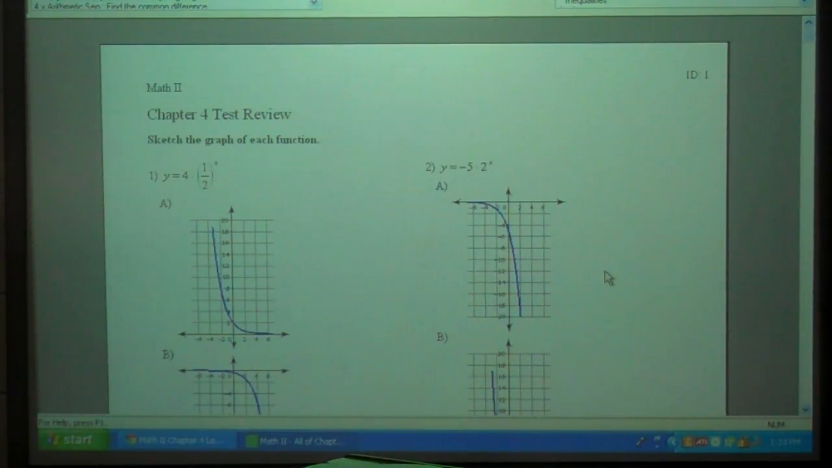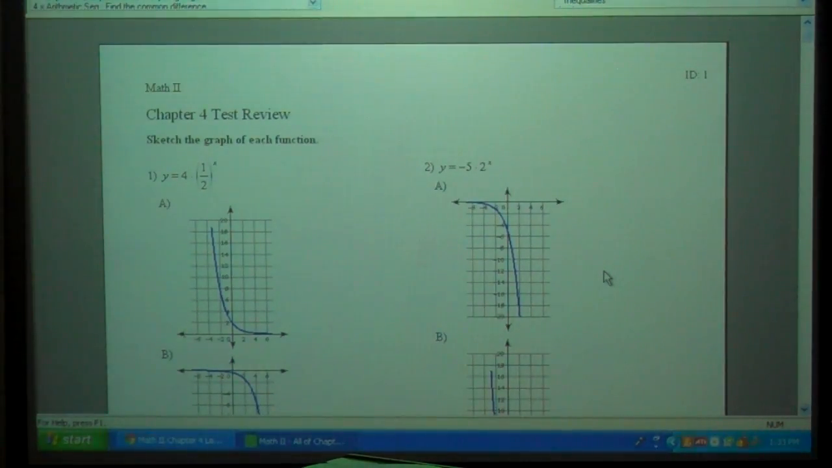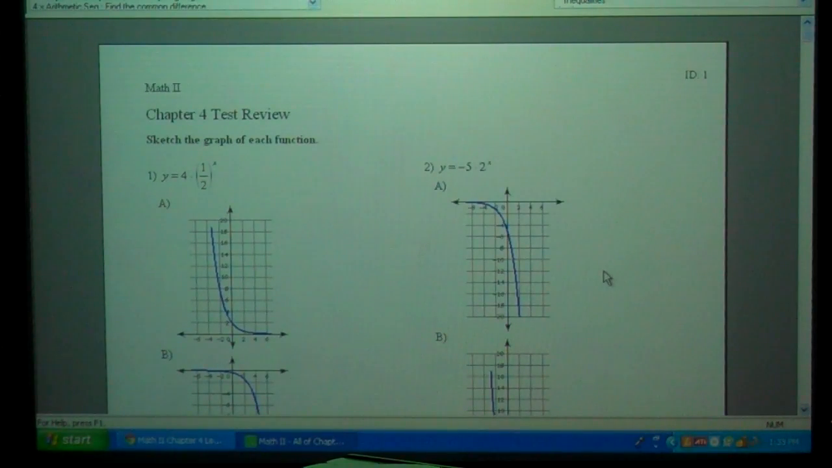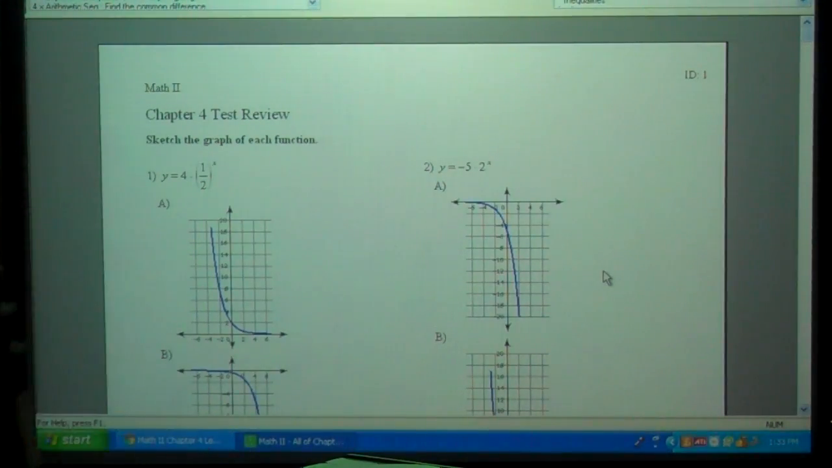Alright, this is the review for the Math 2 Chapter 4 test. The test will cover all sections in Chapter 4, 4.1 through 4.9. This review is 40 some odd questions. We will go through these questions one or maybe even two at a time. You need to write these down just like we did last time.